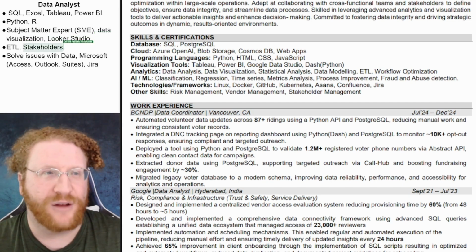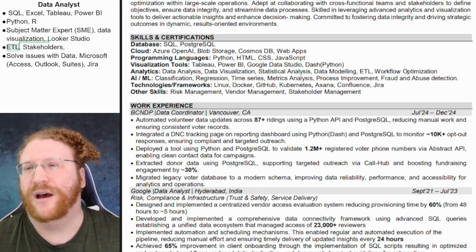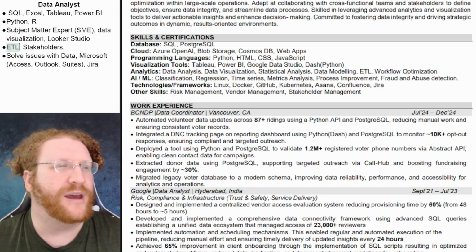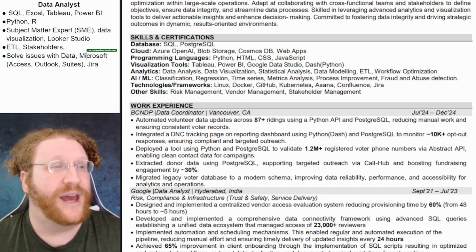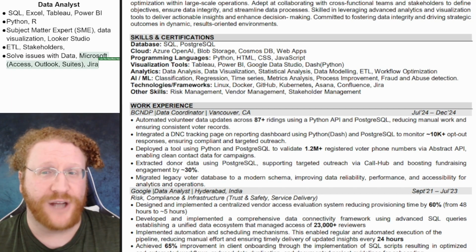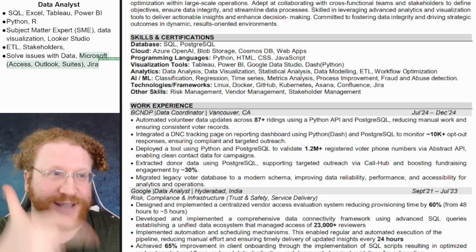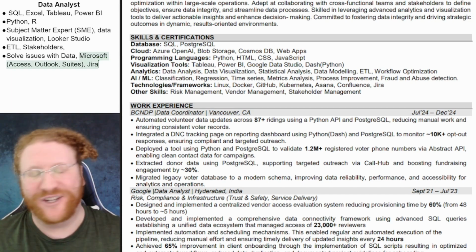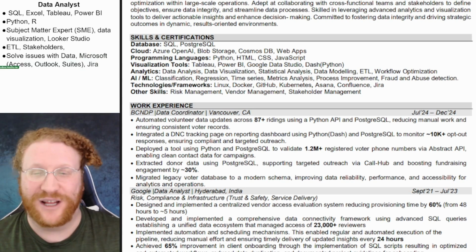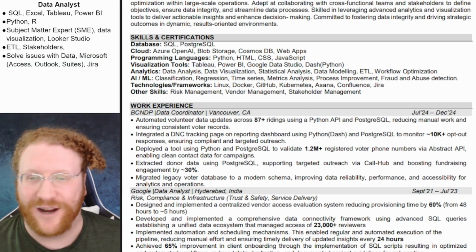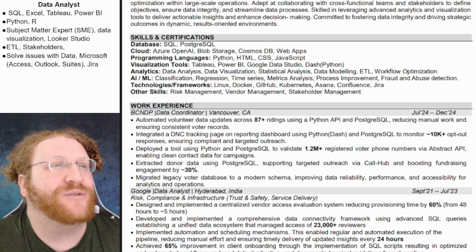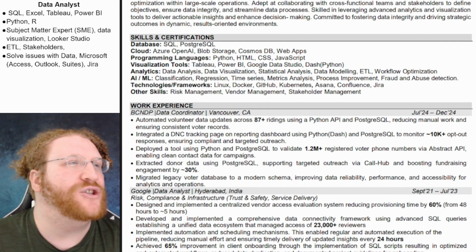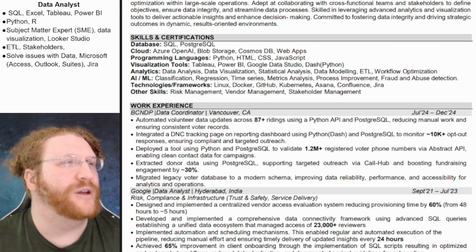ETL, talk to stakeholders. ETL is extract, transform, and load, I think. And then solve issues with data. And very much in a lot of Canadian job descriptions, Microsoft Access, Outlook, and Suites. And Jira. So seriously, you actually do need these. They're in a ton of job descriptions in Canada for some reason. So this person's ratio is, we don't know. They just started searching and they're looking for data analyst jobs.